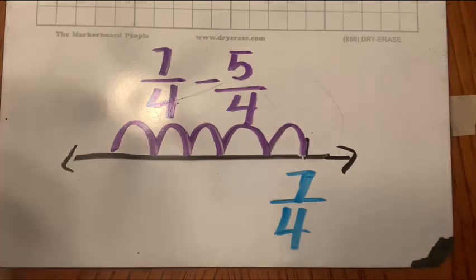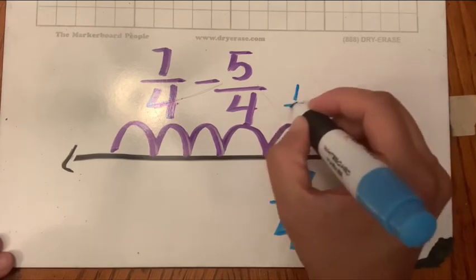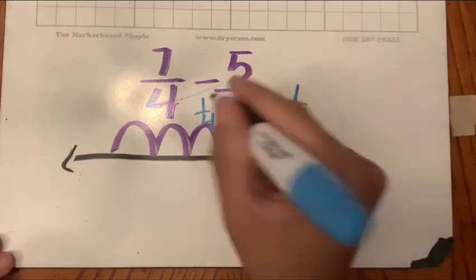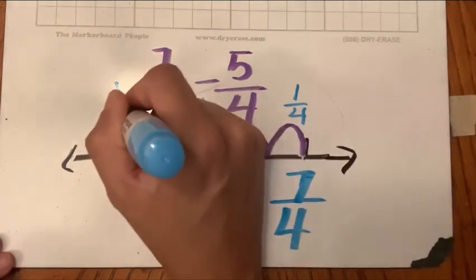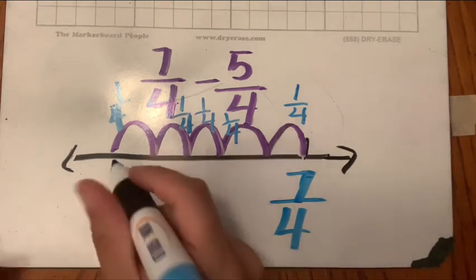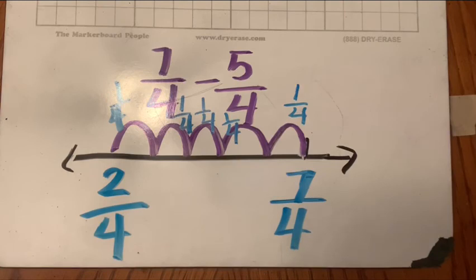And I know each time I hopped over, I was hopping over 1/4. This was 1/4. This was 1/4. 5 fourths, right? 1/4. 1/4. We agree or disagree? So after we hopped backwards 5 fourths, we know that this must be what? 2 fourths. Agree or disagree? Go ahead and do 7B on your own.